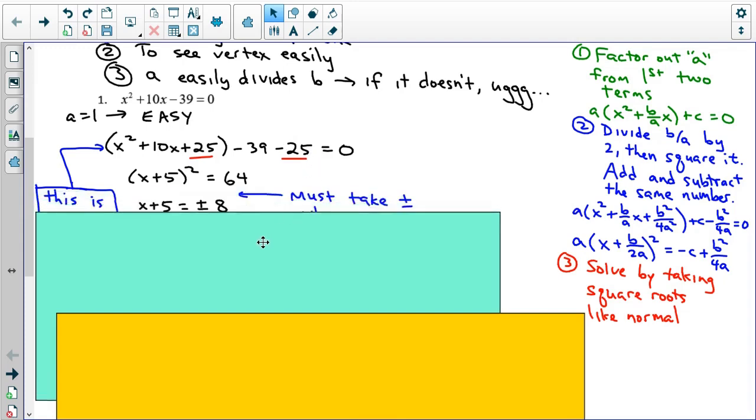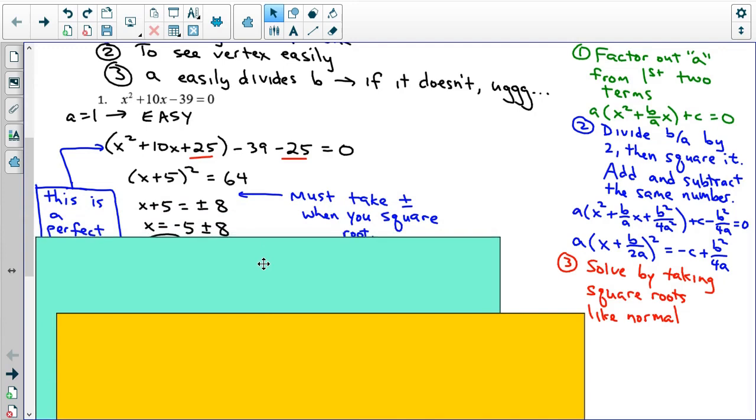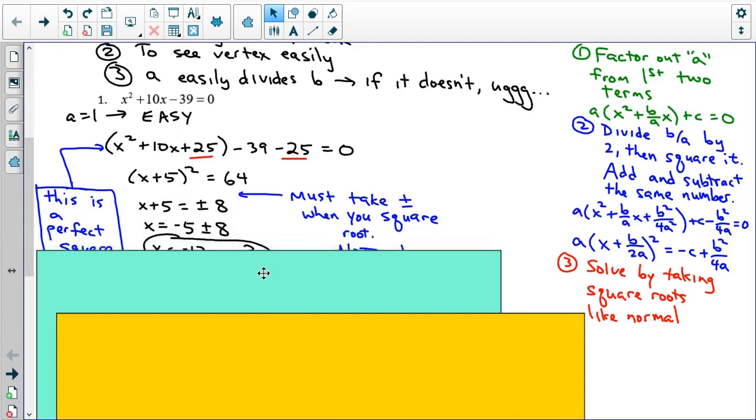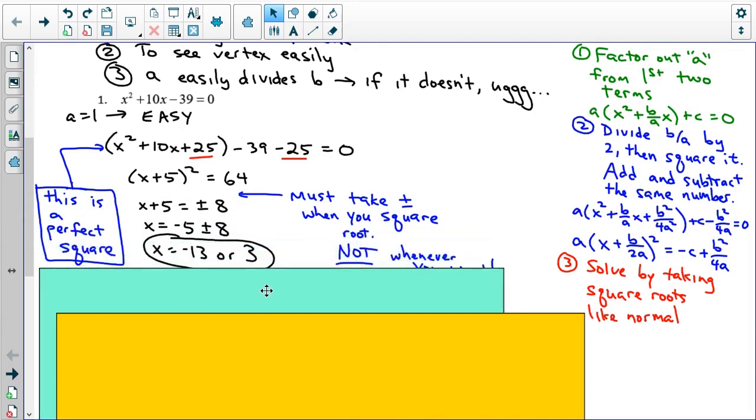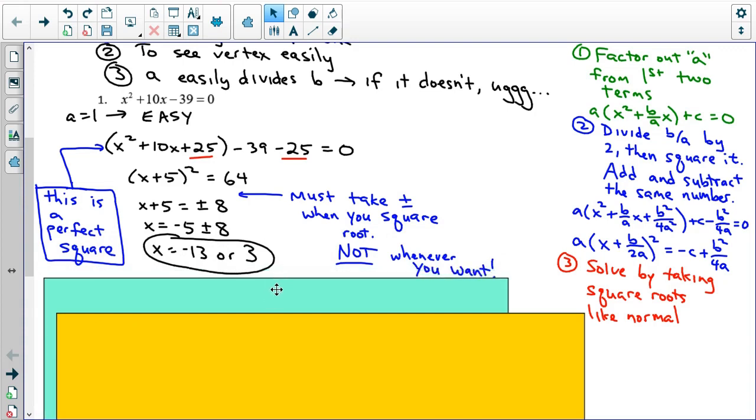And then we take the square root, and we subtract the 5 or the negative 5 over. Basically, we move the 5 over to the other side. We end up with negative 13 or 3, which is exactly what we got the last two times we did this problem. Note that x squared plus 10x plus 25 is a perfect square.